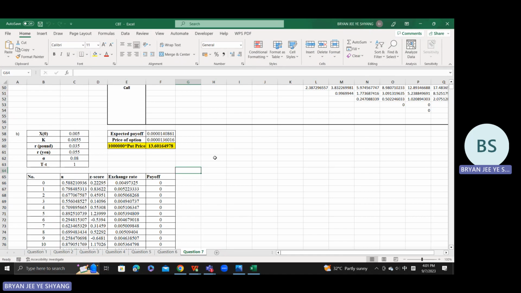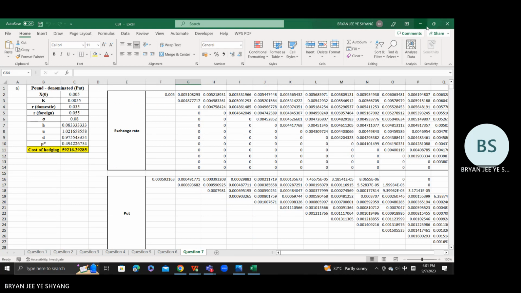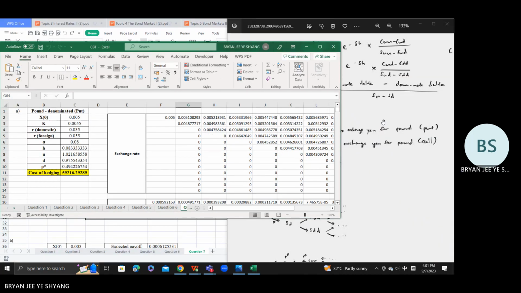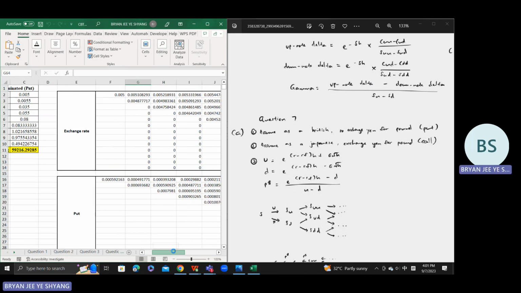Okay, so now we move to question 7. We have to construct a table for the exchange rate and the put option. The exchange rate is the same as our stock price table, which uses U and D. So we just use the formula like question 1, and then we can construct all the tables.